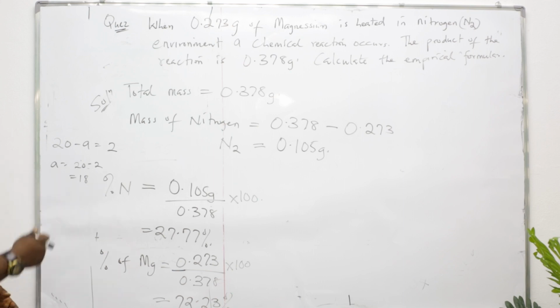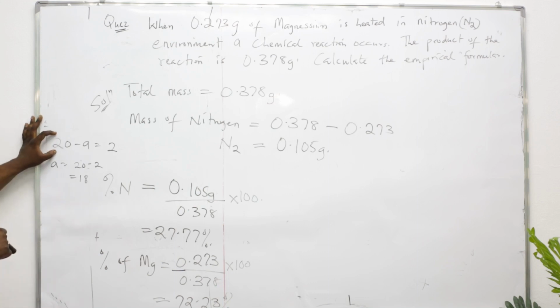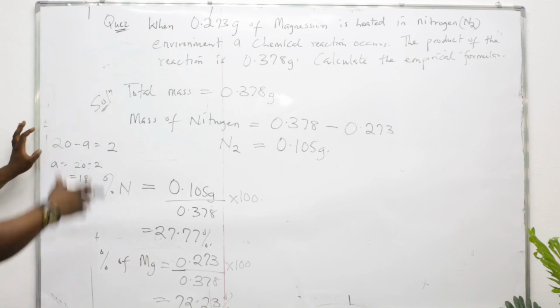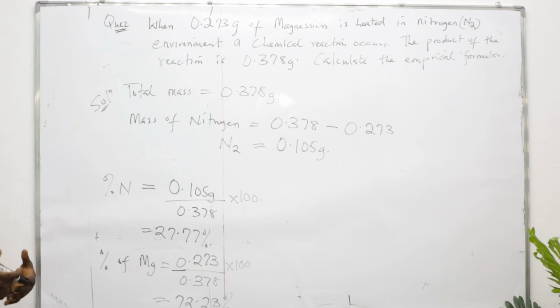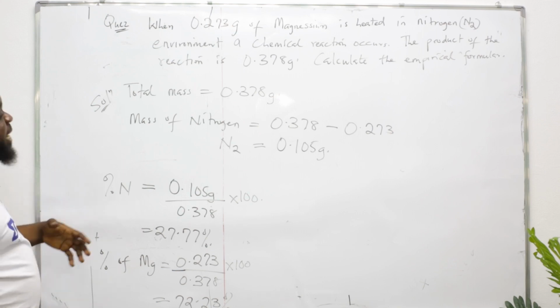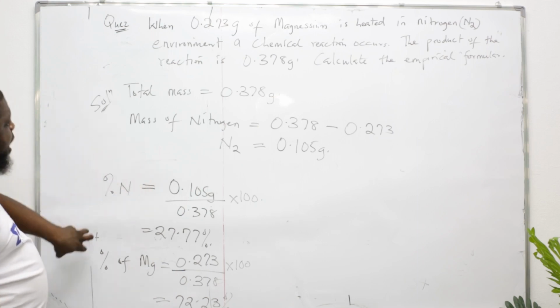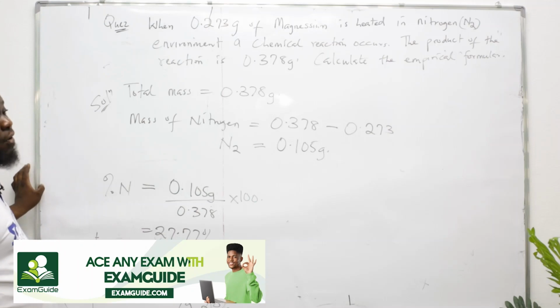So now they've given us the product as 0.378. That is our 20, assuming, and the A there is the nitrogen. So when you want to get the nitrogen, you must minus the magnesium, the figure that is given, from the product, from what they gave you to do. So now we got our mass of nitrogen by minusing magnesium from the product that is formed.